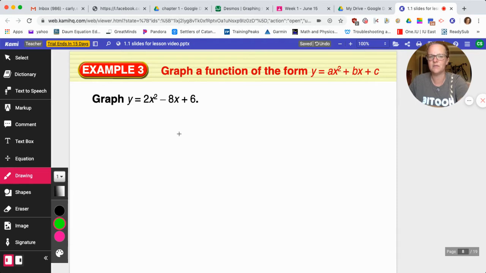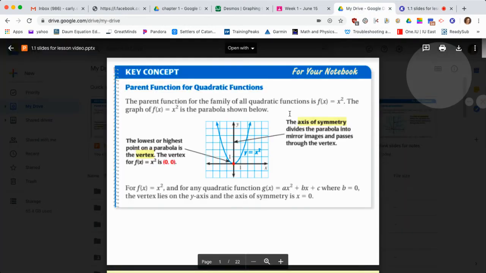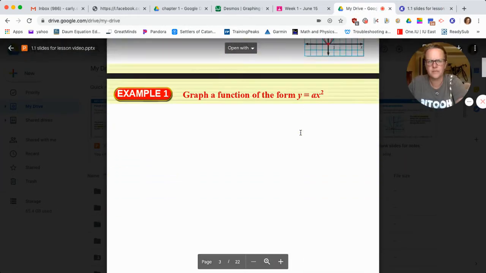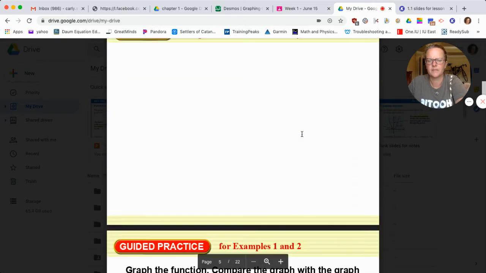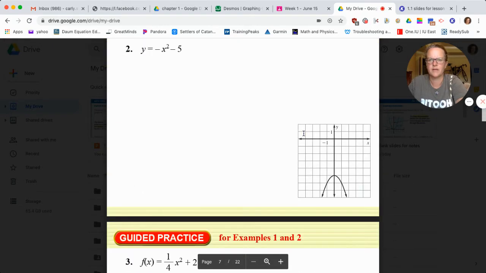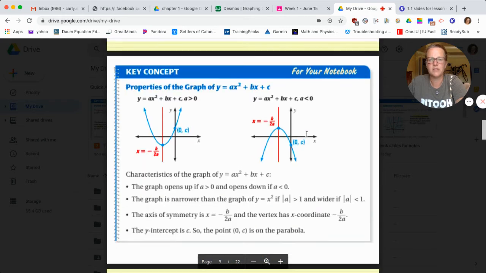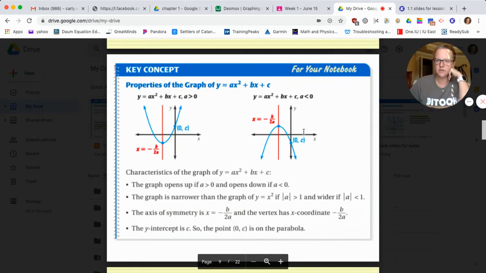Look what we have now. It used to just be in the form y equals ax squared plus c, but now we have a b in there. And we talked about at the beginning that having b equals 0 means we're on the y-axis. We're no longer on the y-axis. In fact, in your notes, you'll see this page. So, properties of the graph y equals ax squared plus bx plus c.